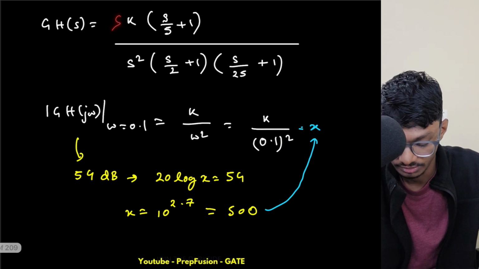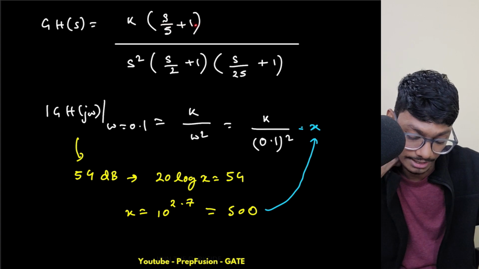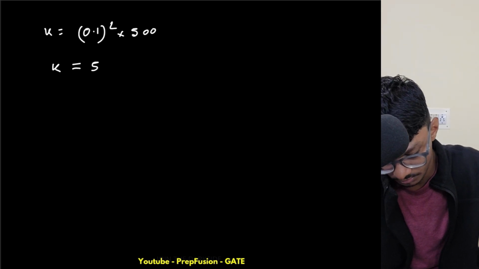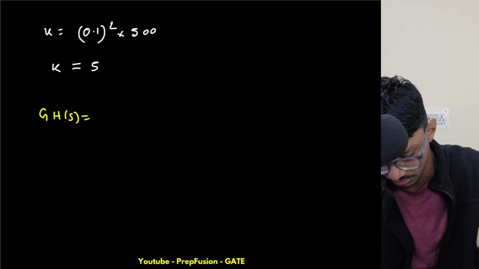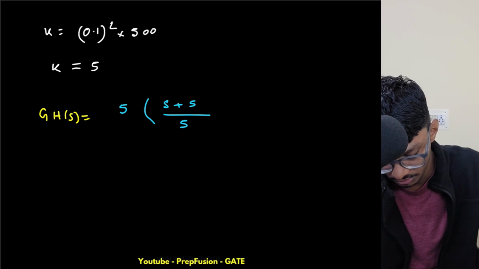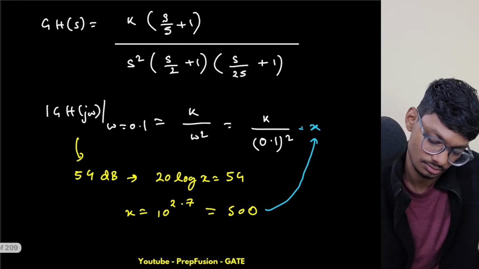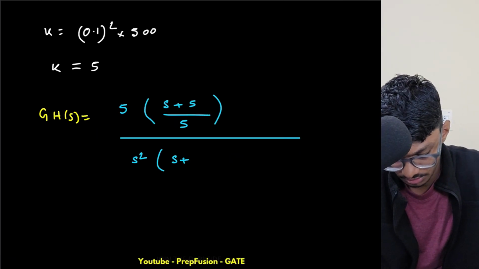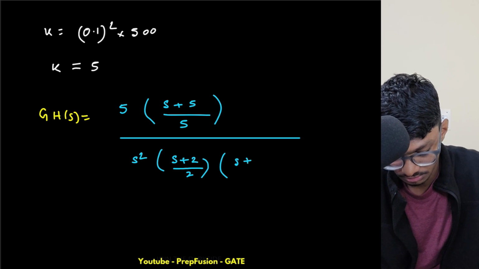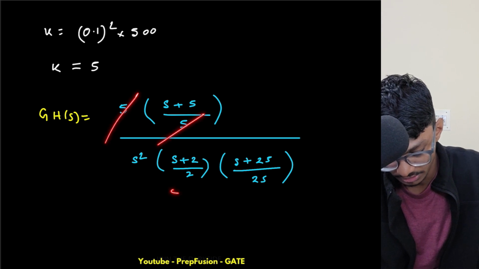So multiply 5 in the numerator. No, we have to just do one thing, just add this one up. So k is 5, that is fine. G of h of s equals 5 into (s plus 5), divided by s square, (s plus 2) divided by 2, and (s plus 25) divided by 25. Okay, so this 5 cancels out, and this 2 into 25 goes above.